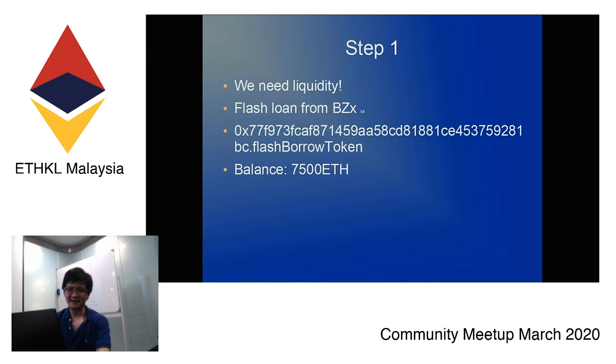Yeah, so as usual, with anything like all this arbitrage or market manipulation, the first thing we need is liquidity. So as usual, a flash loan from bZx. In this case, it's not borrowing from dYdX, it's borrowing directly from bZx themselves. Flash borrow token, he borrowed 7,500. So imagine in this case you're the attacker, you have 7,500 right now. So how would you use the 7,500?